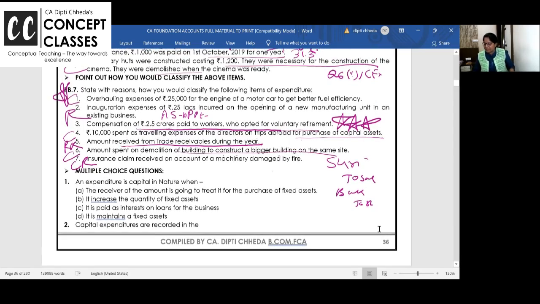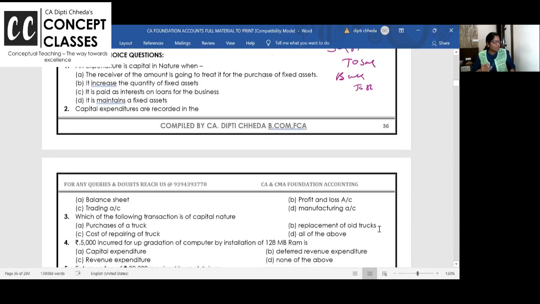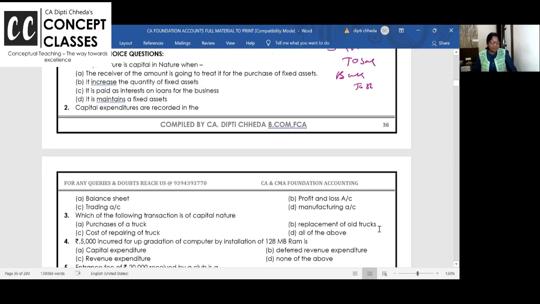Yeah, some MCQs are there here and some are there on the website also of the CA CMA material. So we will take it up. We have finished with all the questions. I hope the way I was discussing was clear. If they ask you, just write capital or revenue, fine. If they ask you to write capital or revenue, or true and false with reasoning, go ahead with that.